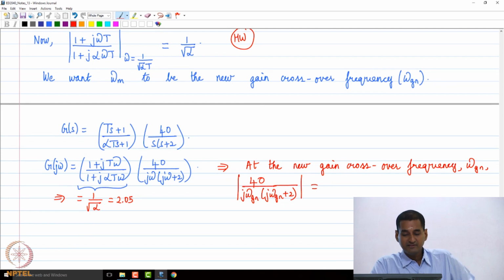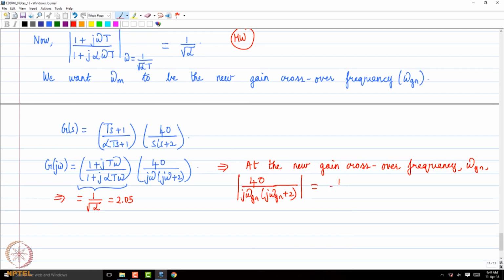See, at the frequency omega m, which should be the new gain crossover frequency, the magnitude of the first term is 2.05, right. So, I want to find what should be the magnitude of the second term, so that the product becomes 1. So, what should be the magnitude of the second term? Should be the reciprocal of this term, right. So, this should be 1 divided by 2.05. Is it clear?